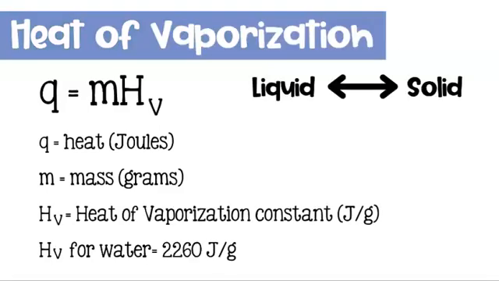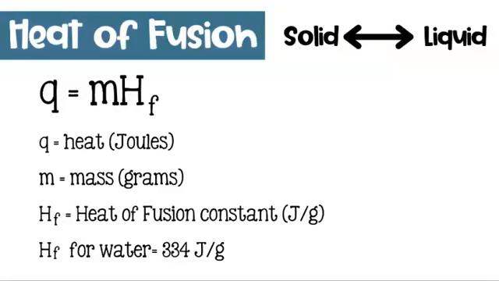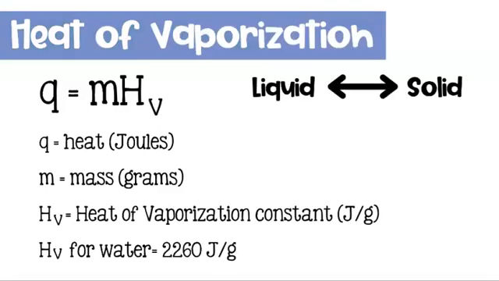We also have heat of vaporization when we're going between the liquid and gas forms. So Q is heat in joules, M is mass in grams, capital H sub V is the heat of vaporization constant in joules per gram, and the heat of vaporization for water is 2,260 joules per gram. Now, notice how both equations are actually the same. Q equals mH. The only difference is the subscript, F for fusion and V for vaporization.